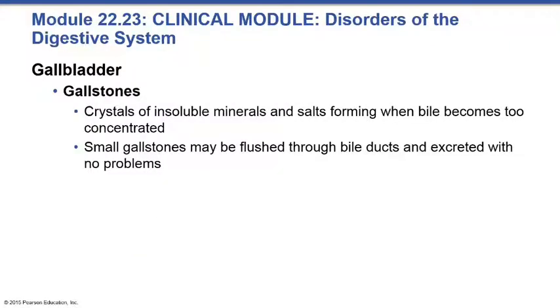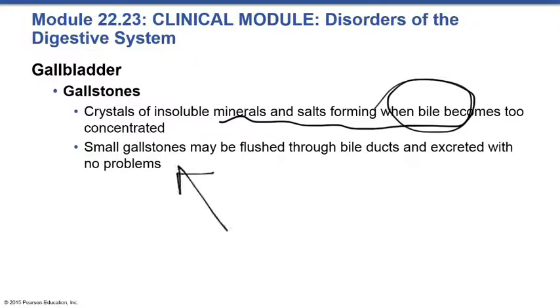Gallstones can accumulate basically when there are high amounts of insoluble minerals and salts. They can form when the bile becomes too concentrated, and these gallstones are not able to get through the common bile duct. This can be a very, very painful situation, and oftentimes the gallbladder is removed in these inflamed states.